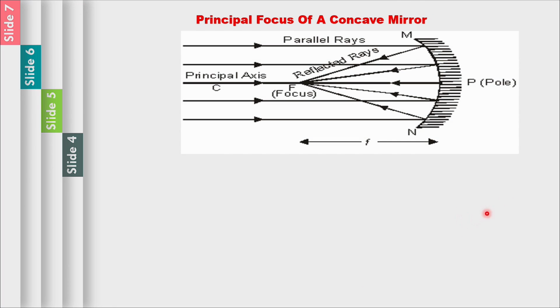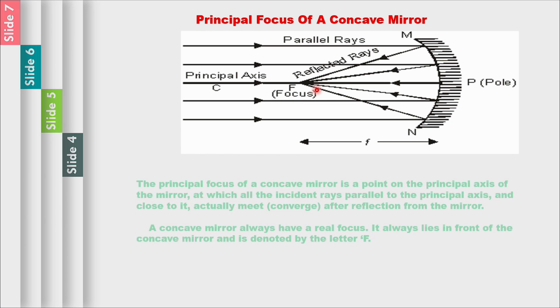Now let us discuss the principal focus of a concave mirror. This is the diagram. In this diagram, these are incident rays parallel to the principal axis. They fall on the mirror. After reflecting, they meet at a point called F. That F is the principal focus of a concave mirror.